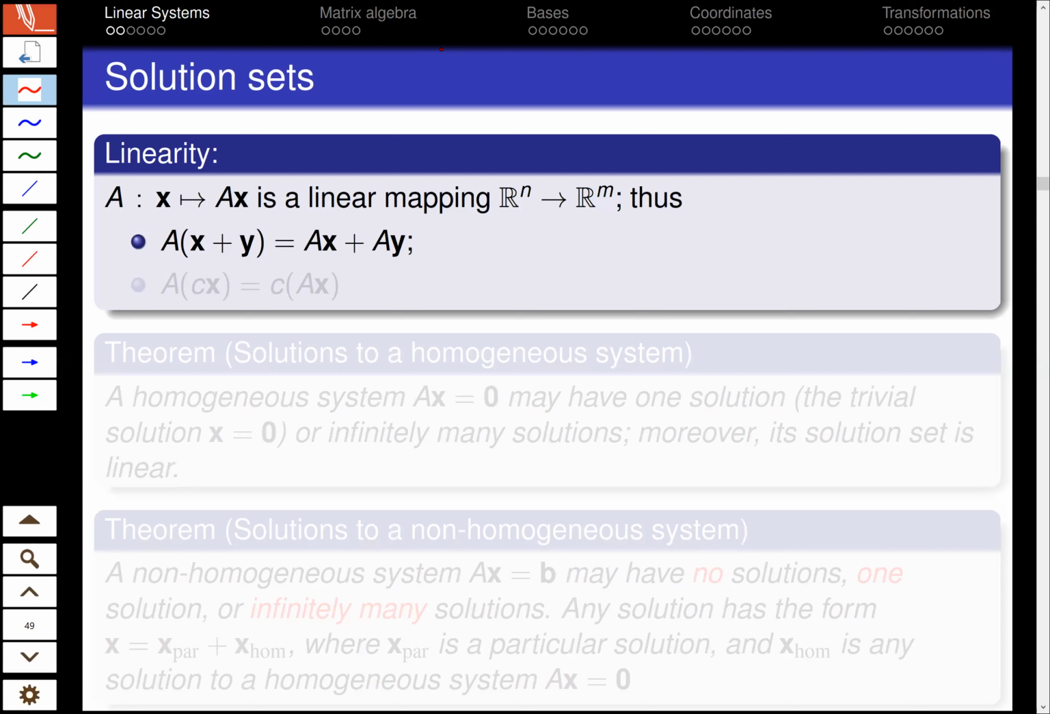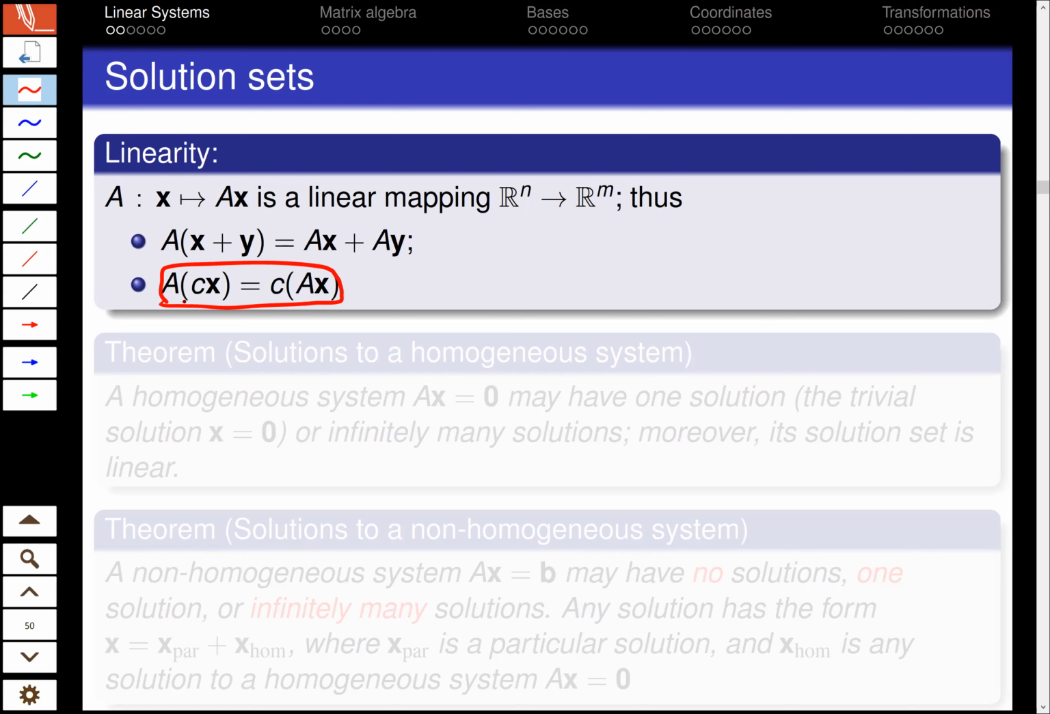Linearity means that if we take x and y, two vectors of unknowns, and add them and apply A, that's the same as adding up the separate outcomes of applying A to x and to y. This is additivity. The other part is linearity with respect to multiplying by a constant: whenever we have a constant c, A applied to cx is the same as c times Ax.